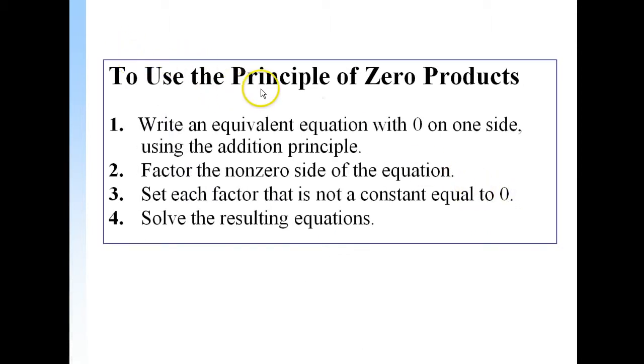So when we're using the principle of the zero products, we put the equation in standard form. That is, all the terms on one side equal to 0. We then factor the non-zero side, set each factor to 0, and then solve the resulting mini equations. Okay, that'll wrap this up.